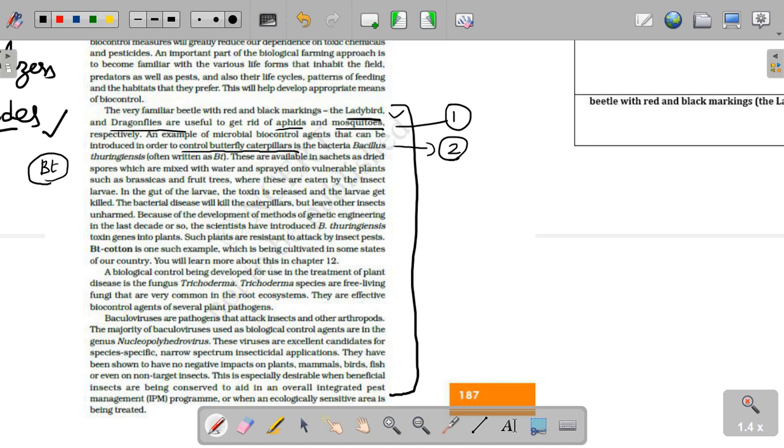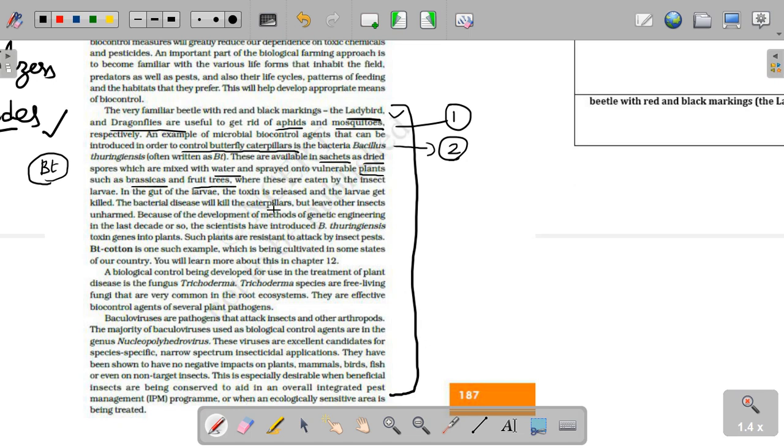Okay, these are all available in the form of sachets, small packets of dried spores. All they need to do is mix that with water and spray it on the plants which are getting infested, such as brassicas and fruit trees.